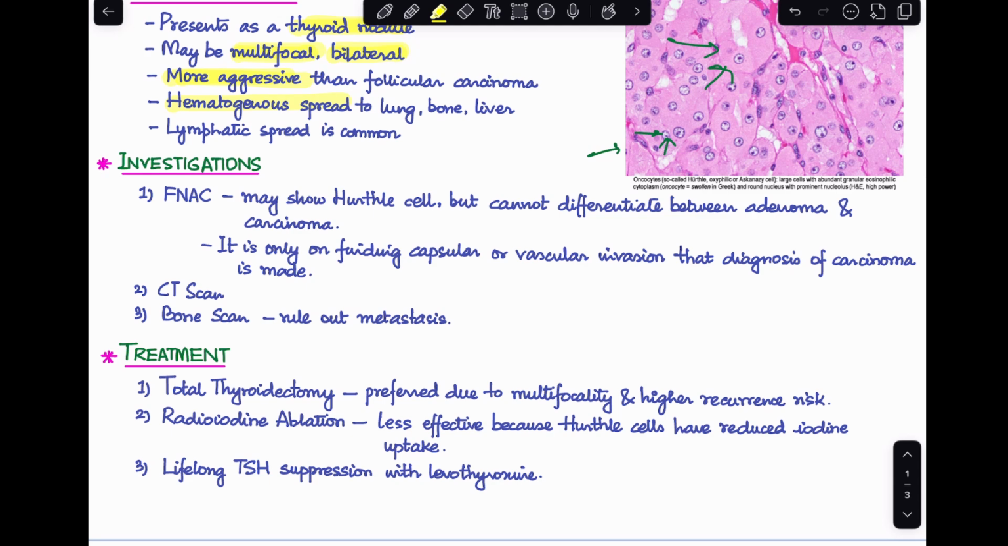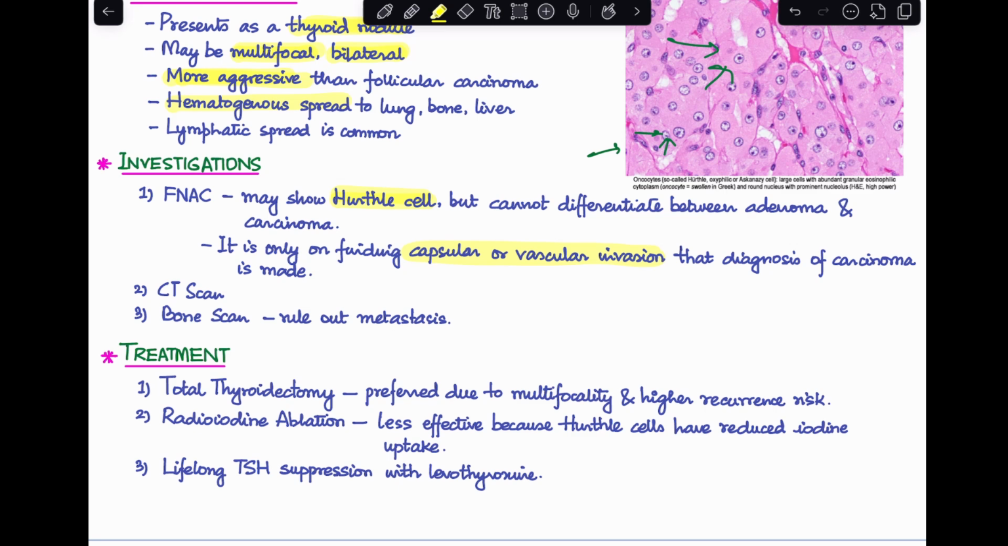When you perform investigations, on performing a cytological examination, you will be seeing Hürthle cells, but you will not be able to differentiate between adenoma and carcinoma, just like in the case of follicular adenoma and carcinoma. It is only when you find capsular or vascular invasion that you can make the diagnosis that this is a case of Hürthle cell carcinoma. Other than cytology, you can perform a CT scan and bone scan to rule out metastasis.